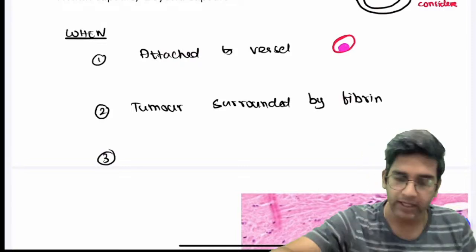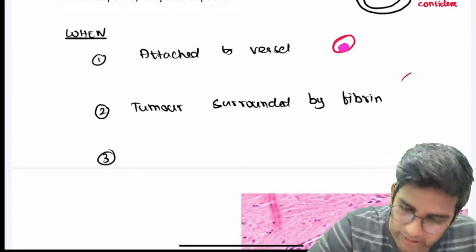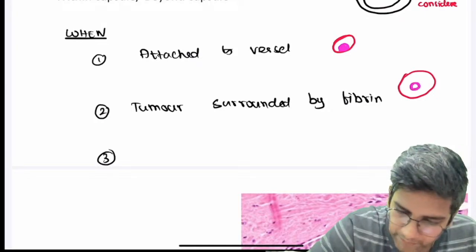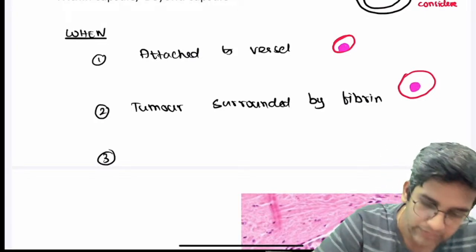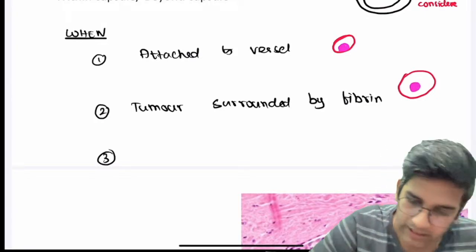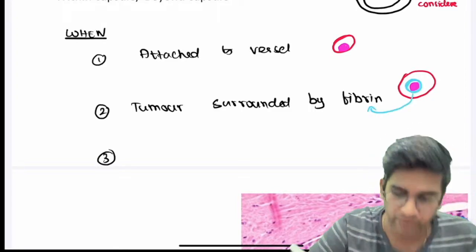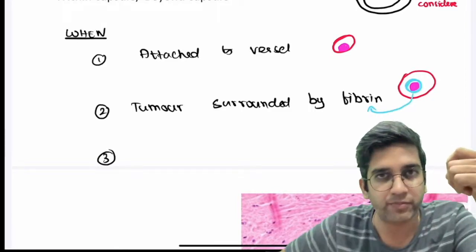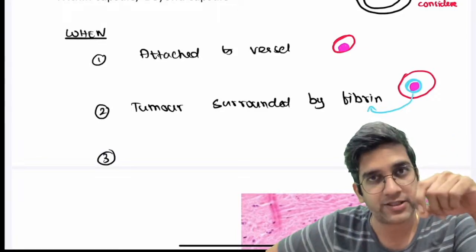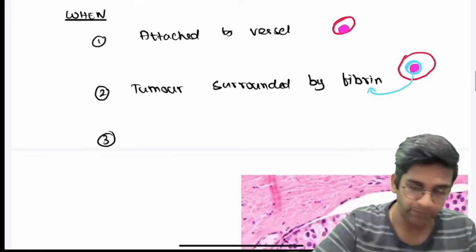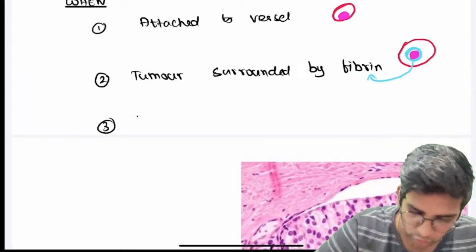If you have a tumor cell, a vessel here, let's assume this is my tumor here. In the center it is there and it is surrounded by fibrin. I don't have another pink color, so I'm drawing a green color. This is fibrin. If it is surrounded by fibrin, even though it's not attached, I am still okay to call it an angioinvasion.